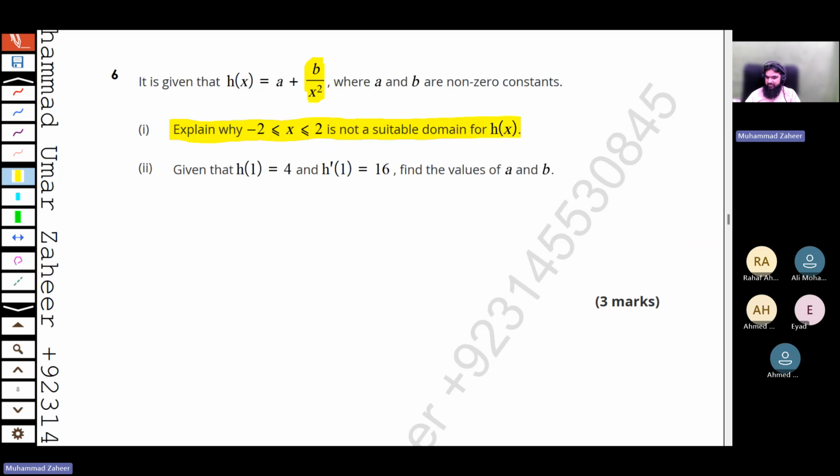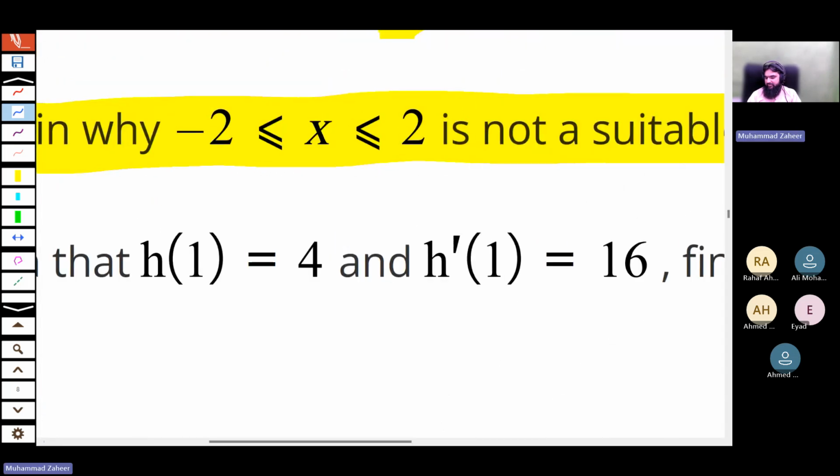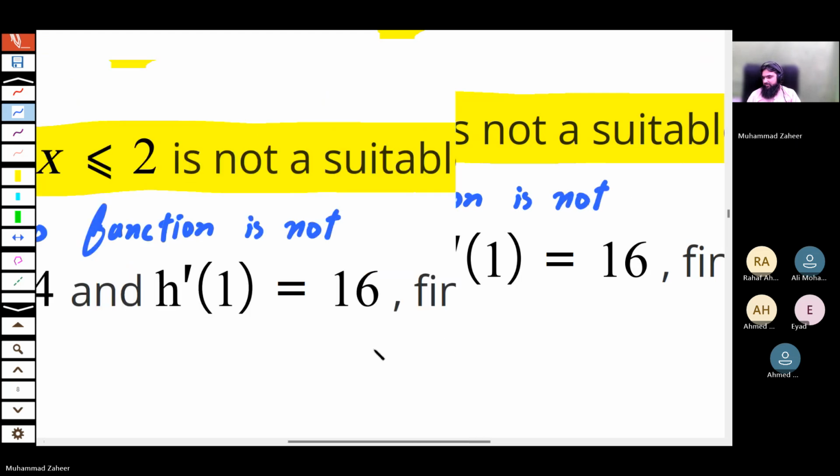Yes, anyone? Why is from minus 2 to plus 2 not a suitable domain? Because zero is included. Yes. So at x equal to 0, the function is not defined.